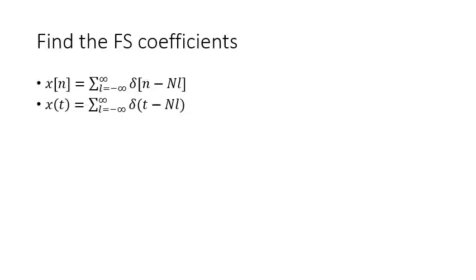Here we are given two impulse trains, one in discrete time and one in continuous time, and we have to find the Fourier series coefficients for these. I'll try one here, and one is your homework. So maybe I just go for the continuous case. In the continuous case, you know how to find the Fourier series coefficient.